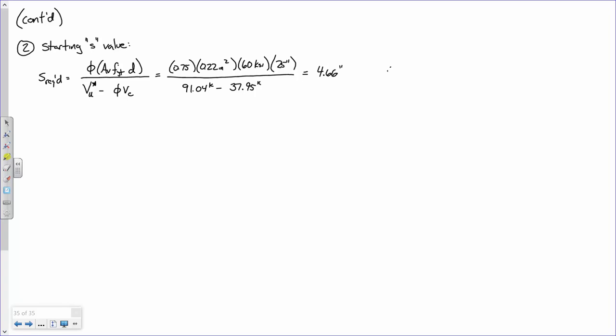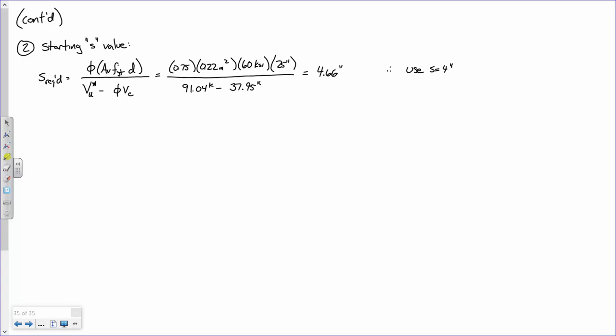Okay? I would just keep it a whole number. I would keep it straight. Because you're going to see how we optimize this here in a second. And I'll be able to discuss this a little more intelligently once we've got a little bit more done. But the overall economy in a design is the number of stirrups.